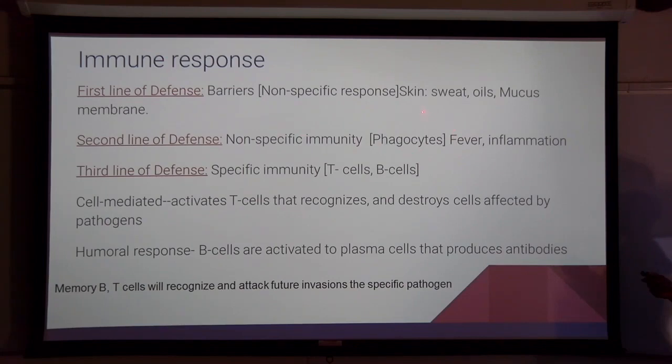Say this line of defense doesn't work. You have two other lines of defense. The second line of defense is also non-specific. Say something breaks through the skin, or gets past your nasal passage, the mucus and the cilia in your nose. The non-specific response is where phagocytes, a type of white blood cell, come out and engulf and destroy any substance. But in doing that, they destroy some of your cells, and that's when you'll respond with a fever, or you may have inflammation and swelling.